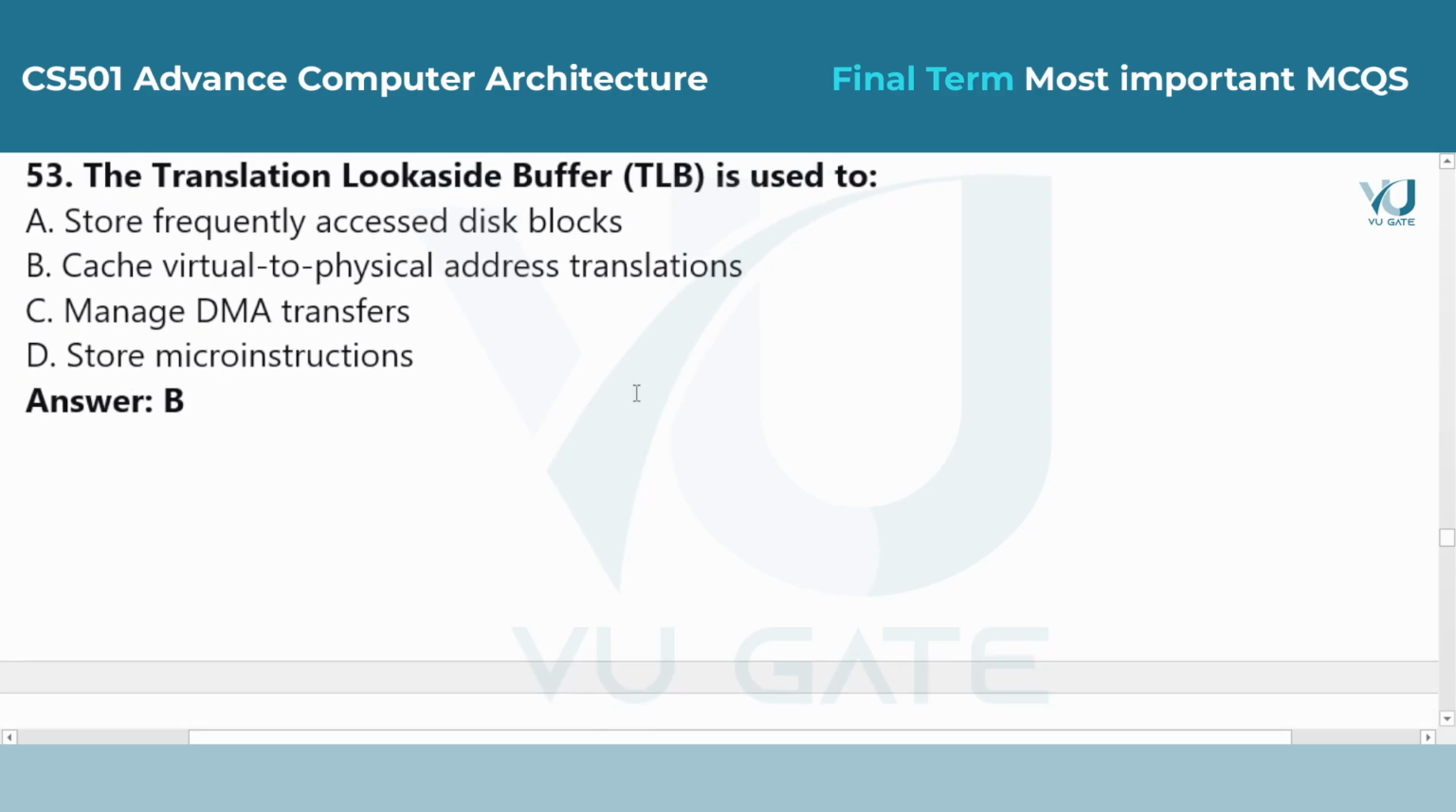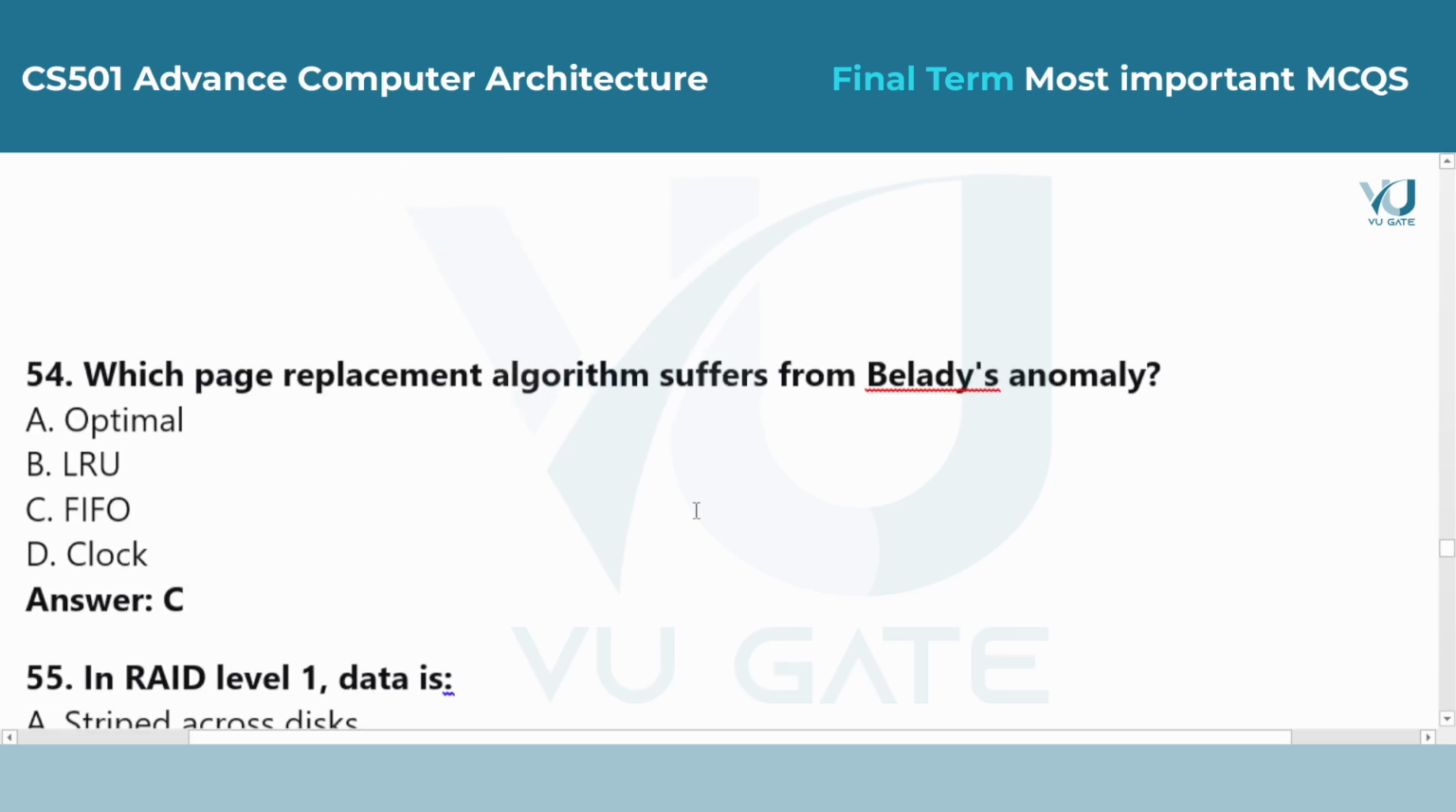53. Question: the translation look-aside buffer, TLB, is used to? Answer: B. cache virtual to physical address translations. Concept: it acts as a specialized cache to speed up the address translation process in the MMU.